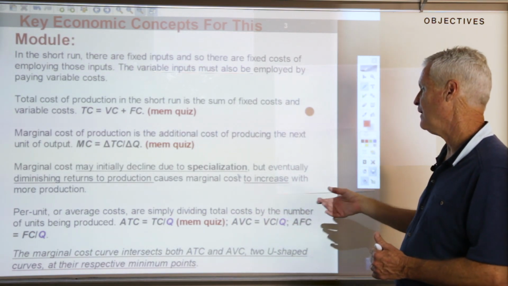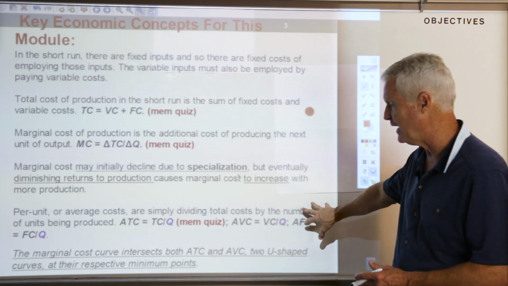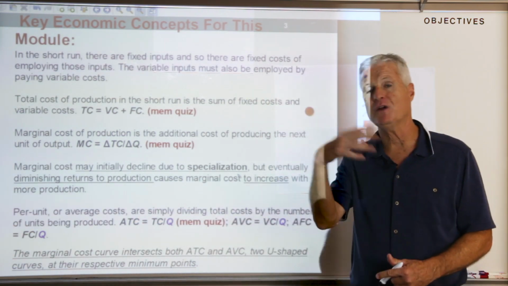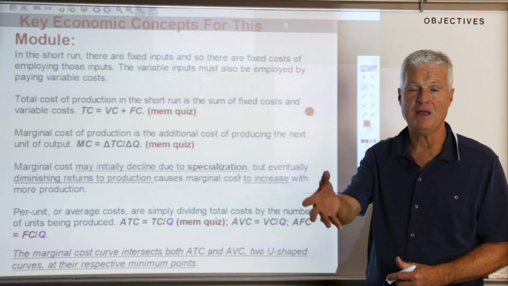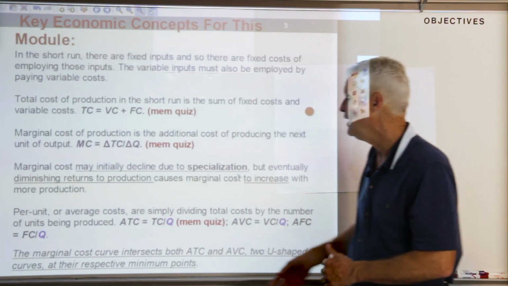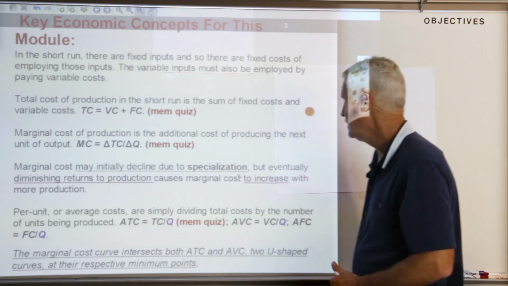Per unit average cost is just dividing. You just take whatever your cost is and divide it by quantity. So my costs are $1,000 a month. I make 100 pizzas. Well, 1,000 divided by 100 would be $10 per pizza. That would be my total cost.